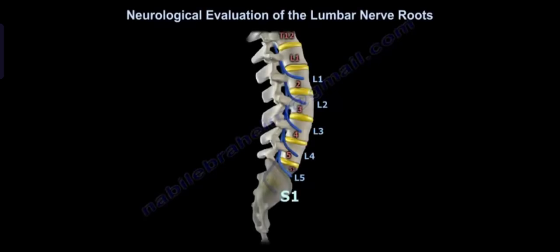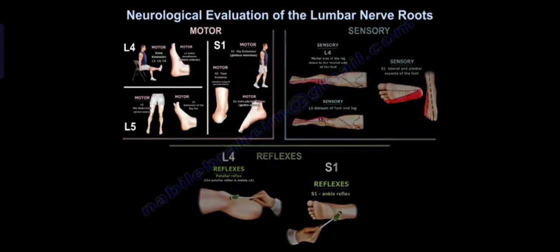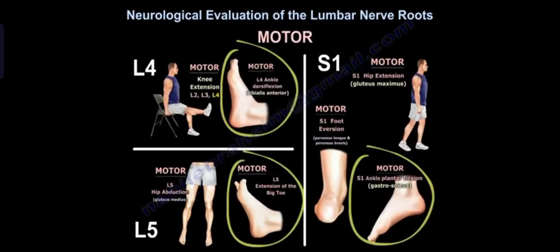So there are three important nerve roots, L4, L5, and S1. And you can check three things: the sensory, the motor, and the reflexes. If you take the motor, for L4, it's ankle dorsiflexion. For L5, the big toe or the hip abductors, the gluteus medius and minimus. For S1, ankle plantar flexion.